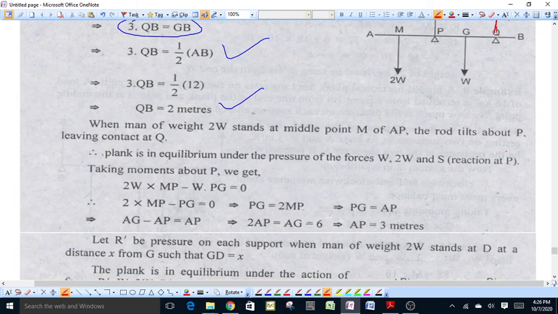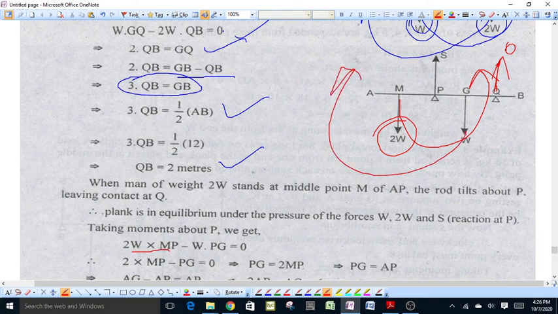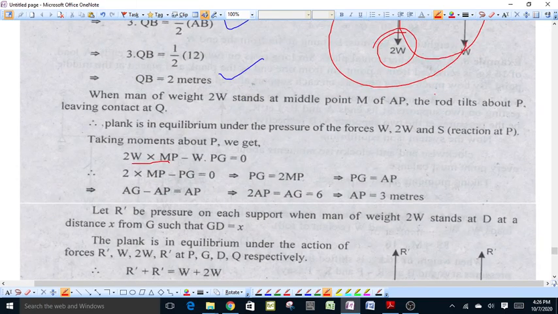Now taking moment about point P, the moment of this force 2W about P will be of anti-clockwise sense. This will be equal to 2W into MP, and that of force W will be of clockwise sense, therefore about point P this is a negative moment. 2W into MP minus W into PG is equal to 0. W cancels out on both sides. 2 into MP minus PG is equal to 0, that is PG is equal to 2 MP.